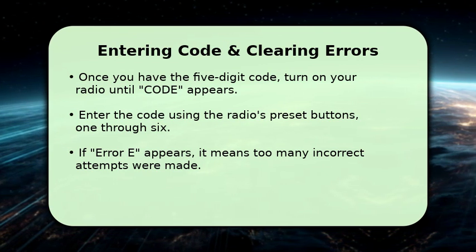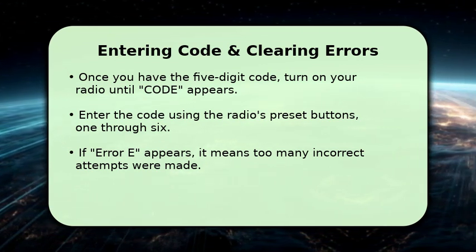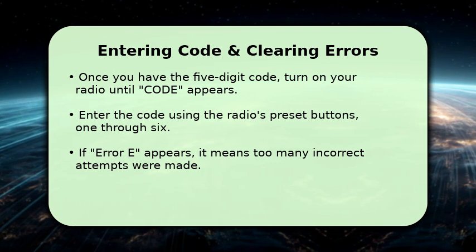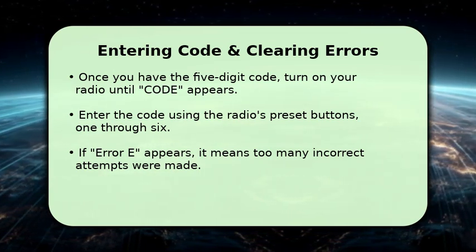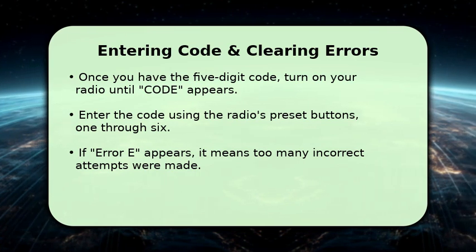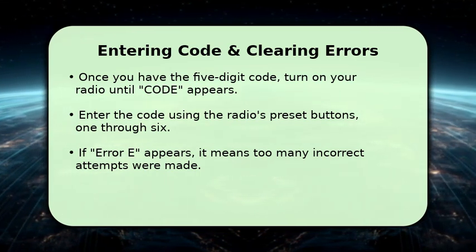If you see error E, it means too many incorrect codes were entered. To clear this, disconnect your car battery's negative terminal for about 3 minutes or remove the radio fuse for 15 seconds. Then reconnect and try entering the correct code again.